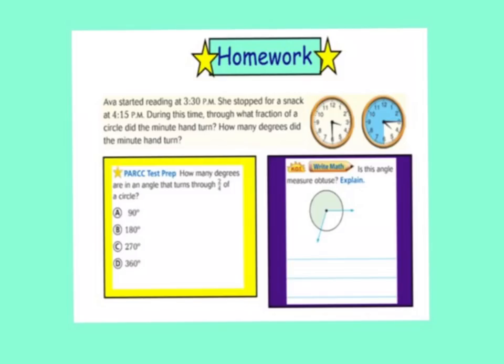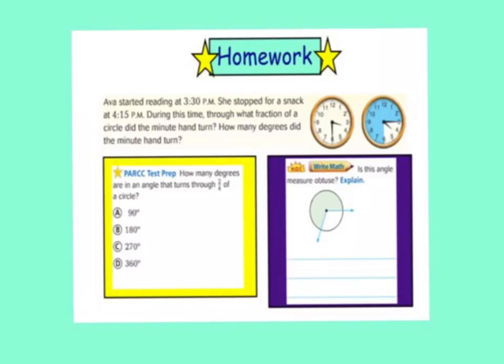All right, boys and girls, it is time for your homework. And I'm going to go ahead and explain them to you just a little bit because they are a little bit tougher. The first one, it says Ava started reading at 3:30 p.m. She stopped for a snack at 4:15 p.m. During this time, through what fraction of a circle did the minute hand turn? How many degrees did the minute hand turn?